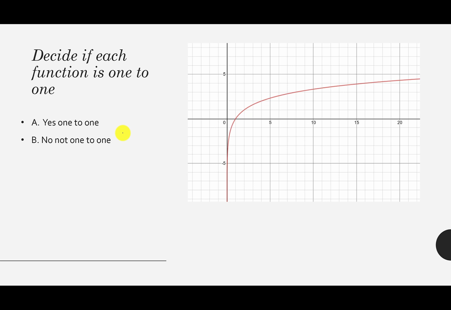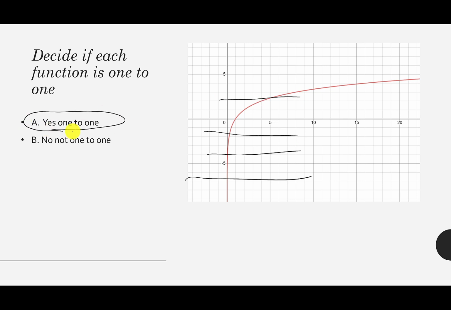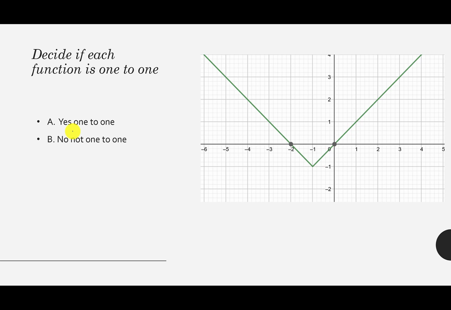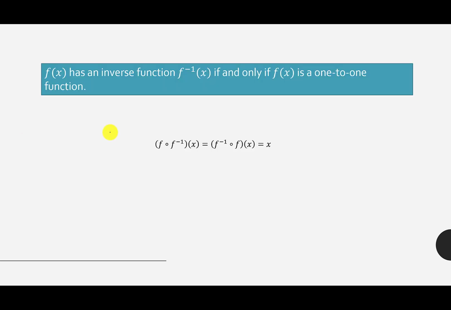So let's look at this graph. It kind of curves up to the right. Again, draw some horizontal lines in there, and yes, this is a one-to-one function. This one is absolute value, and hopefully you see this has the same problems that the quadratic had: it has a lot of repetition, so this is not one-to-one. f of x has an inverse function, f inverse of x, if and only if f of x is a one-to-one function. That's what we just said.